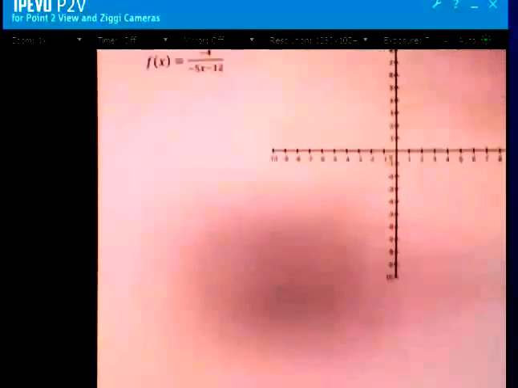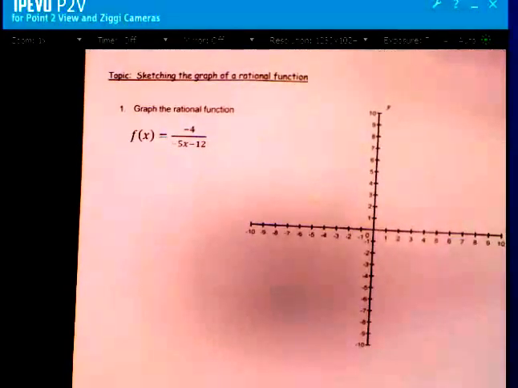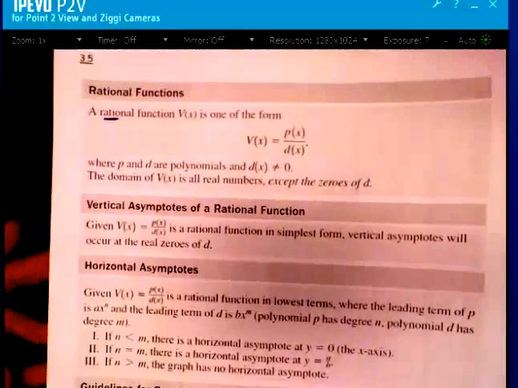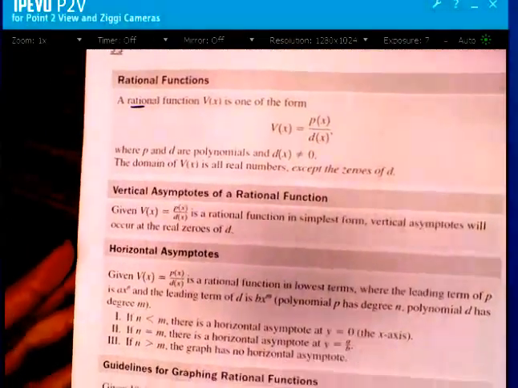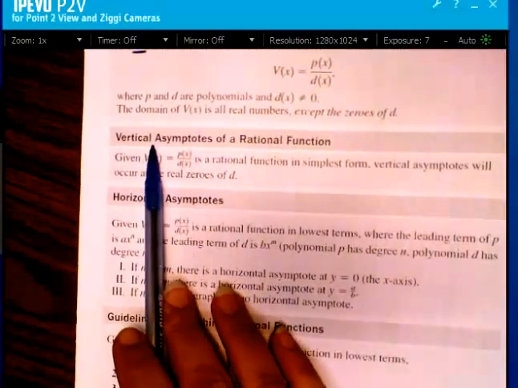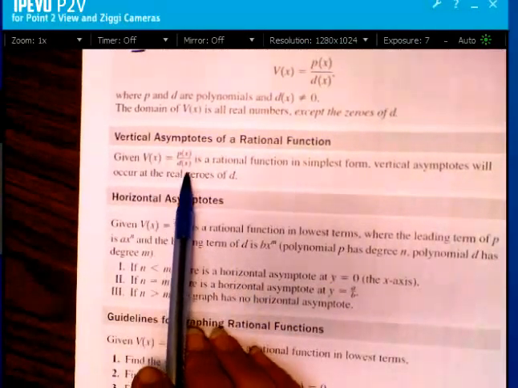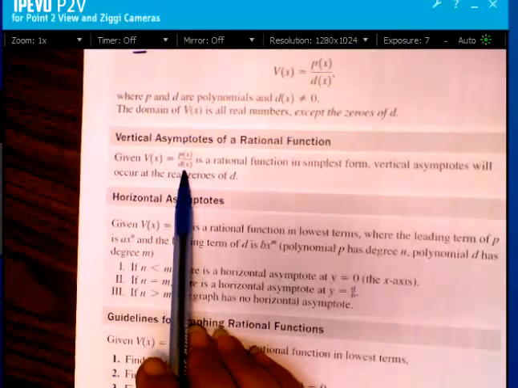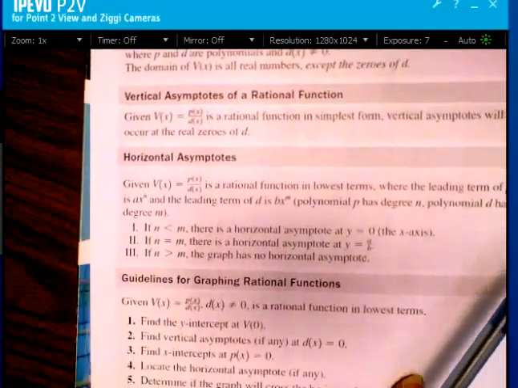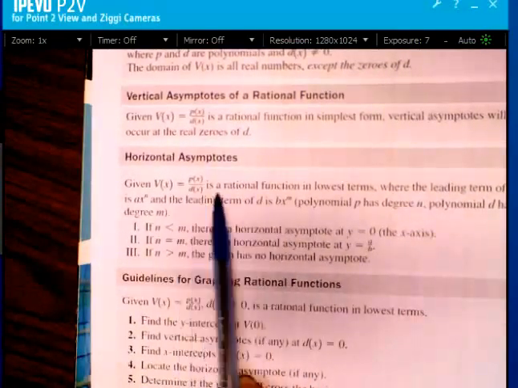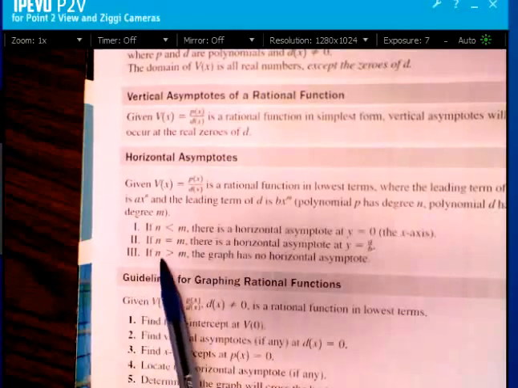Okay, the next thing I want to talk about is being able to graph rational functions. So these topics right here are all in your book. They're highlighted in those boxes. So I already mentioned the vertical asymptote. The vertical asymptote occurs wherever the denominator is equal to 0. It means that the function doesn't exist at that point. The horizontal asymptote, okay, so right here it tells you exactly what can happen.